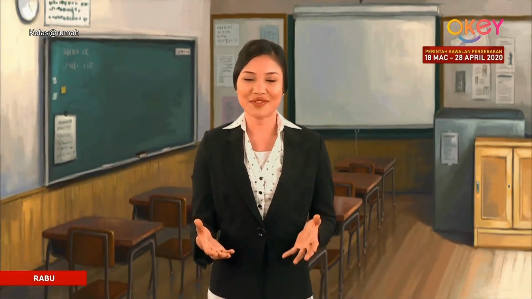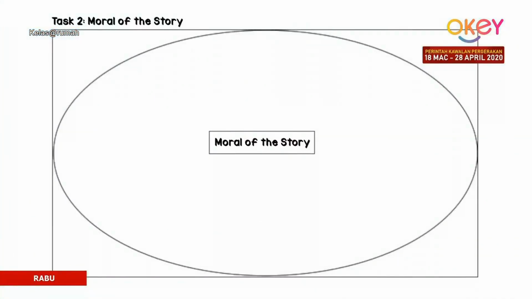So what have you learned from this story? Brainstorm in the circle map given. List all the moral values and teachings you have learned from this story.